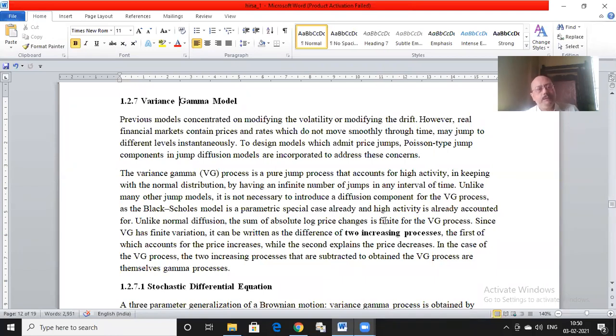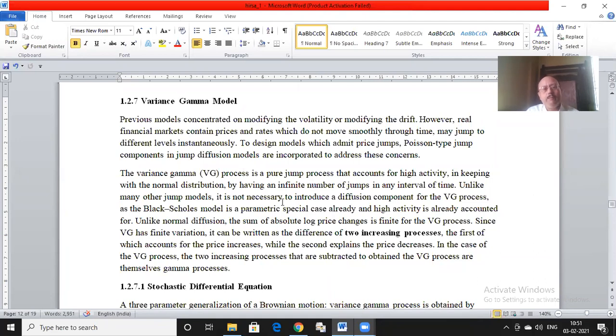So we start our discussion in this direction, for the price jumps, modeling price jumps with this Poisson type jumps. So what we do is we talk about a Poisson type jump diffusion model. It's still a diffusion model, but we incorporate Poisson type jumps there. And that's how the variance gamma process will be defined.